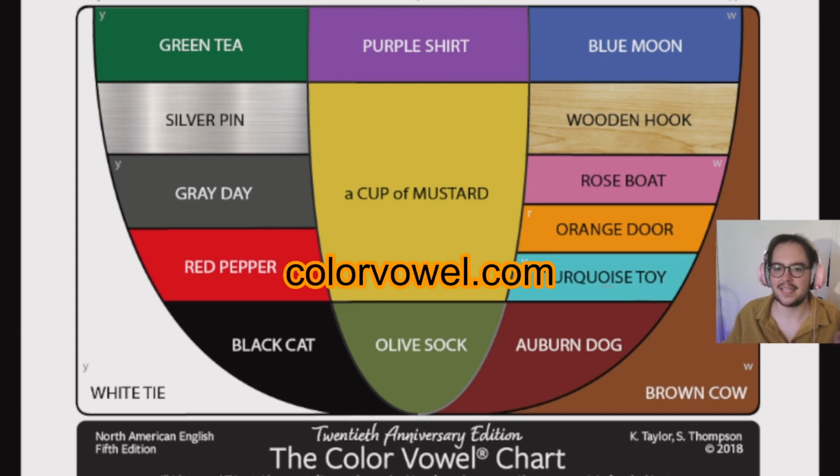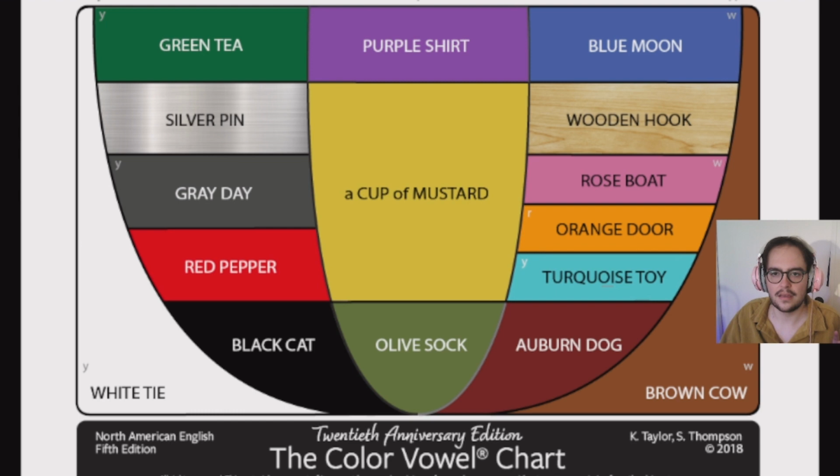colorvowel.com, and you can actually interact with the chart so that when you click on something, purple shirt, you hear the vowel sound associated with it. What's so lovely about this is that each of the vowel sounds are represented by the color that shares the same vowel sound. So green tea, green, silver pin, gray day.